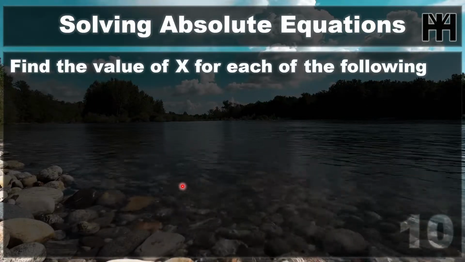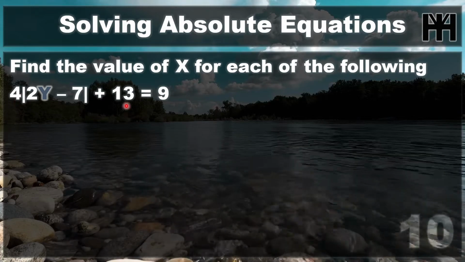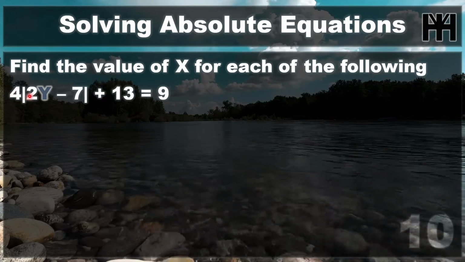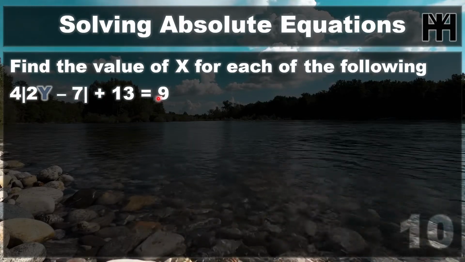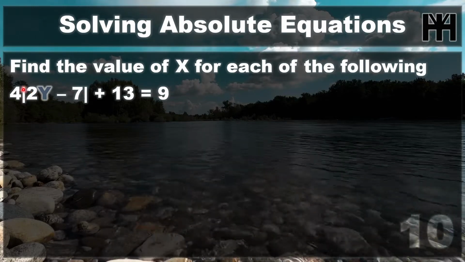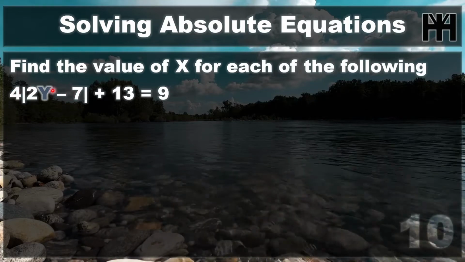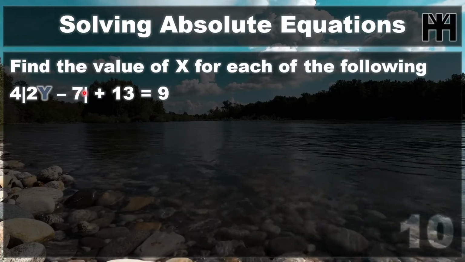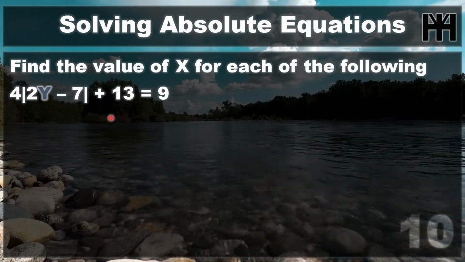Okay, find the value of x for each of the following. Let's say we have, okay, not x here, we have y, so it's 4 times the absolute value of 2y minus 7, plus 13 equals 9. So first of all, you will try to solve this. You will consider this as a variable. Now let's consider this as x or any other variable, okay? This part here. So start solving it normally. Remember the order of operations, the addition and subtraction first.